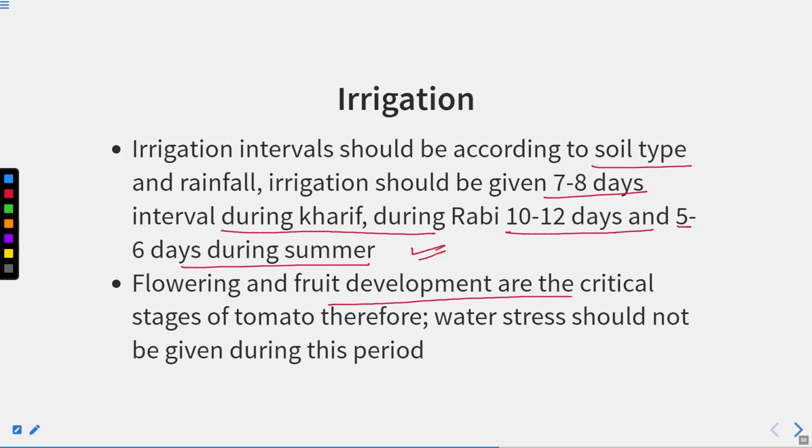Flowering and fruiting development are the critical stages of tomato. Therefore, water stress should not be given during this period.